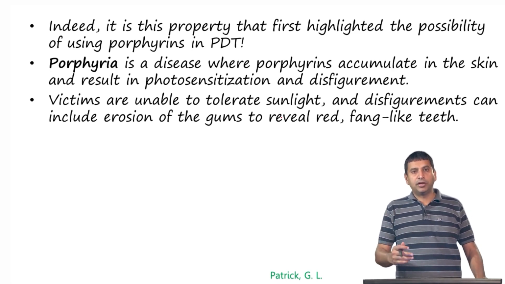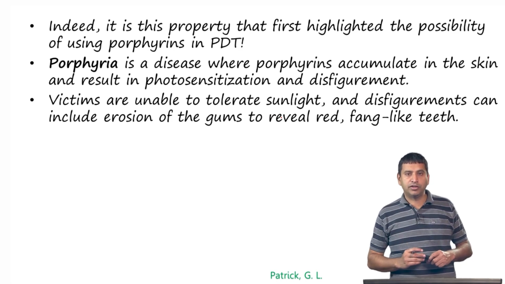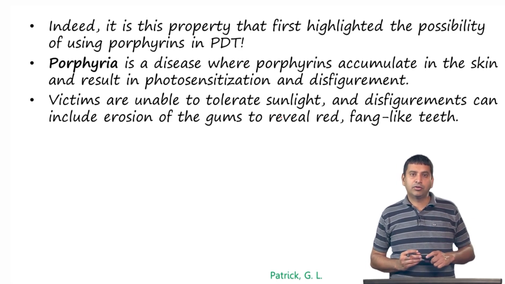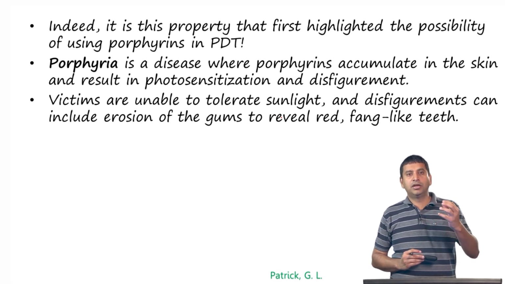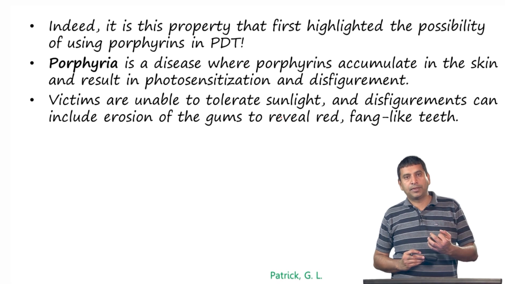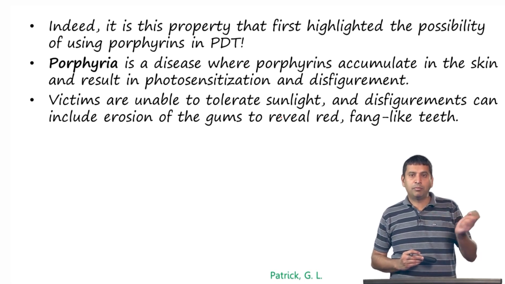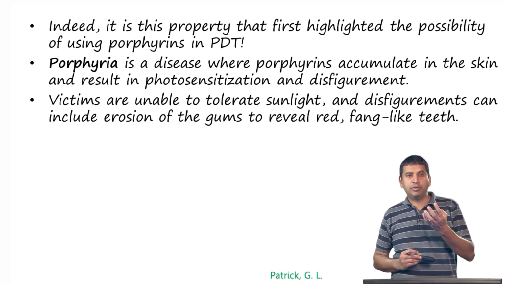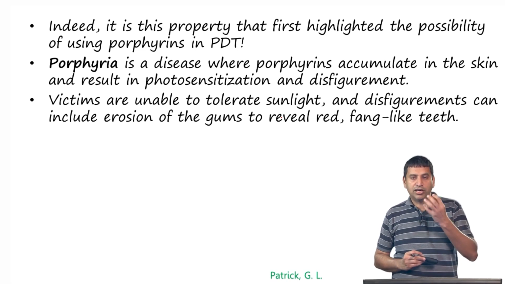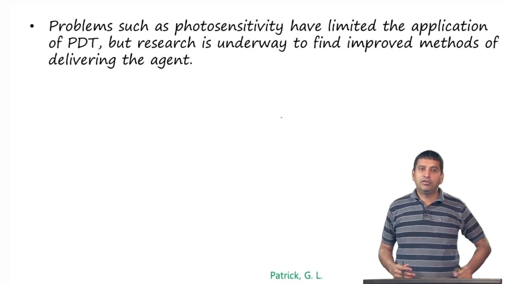In fact, this is the property that helped with the discovery of porphyrins in photodynamic therapy. There is a disease called porphyria, in which there is a genetic problem wherein the person accumulates porphyrin in the skin, and this results in photosensitization and disfigurement. The victims of this disease are unable to tolerate sunlight, and disfigurements can include erosion of the gums to reveal red fang-like teeth. Now you can think about all the vampire stories that you have heard before, where these people do not want to go out in the sun and come out only at night, and they have red and fang-like teeth. So, the photosensitivity is a huge problem.